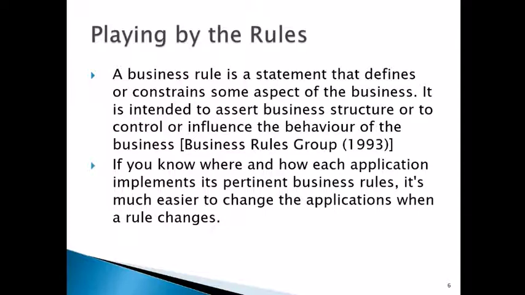If you know where and how each application implements its pertinent business rules, it's much easier to change the application when a rule changes. So we should know that, just as we have 2 tier or 3 tier or 4 tier applications, we put the business rule at a different layer. Like we have the database layer at a different layer, the application logic at a different layer, the business rule at a different layer, and the usage is different at the client machine or workstation. So it will be easier to change that business rule, which remains apart from all those different layers.